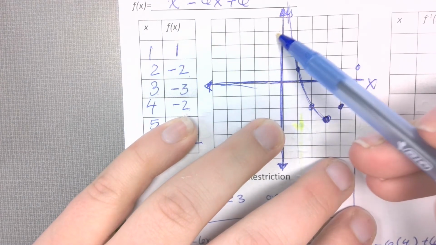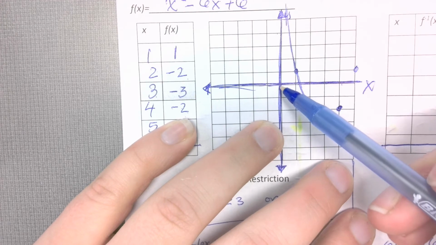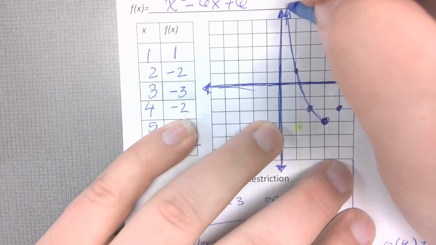Make sure it's not touching the y-axis, because your y-intercept would be at positive 6, and we don't have room for that.